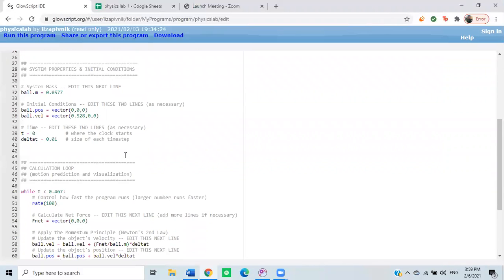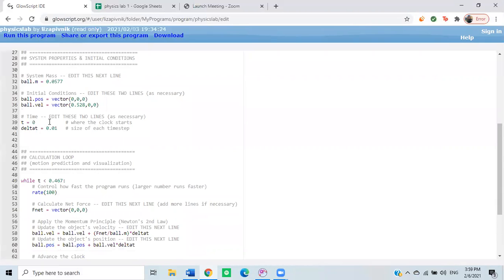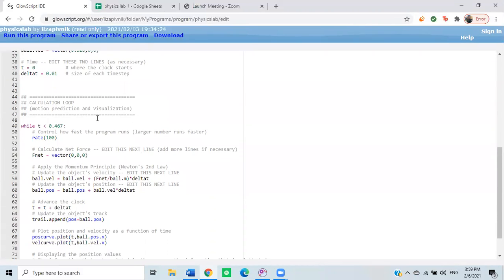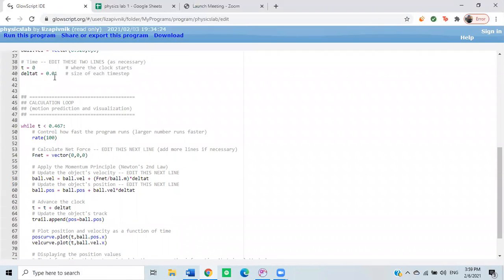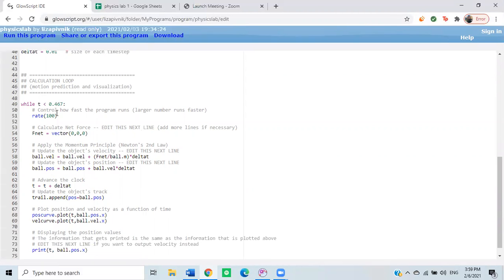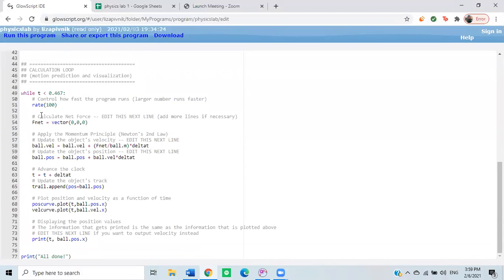Then I had to edit several more things, such as the initial time, which was 0, and the delta t, which is 0.01, because this is what's going to go into the loop down here, and we want to make this number small so that we get more accurate data and more accurate graphing of this data. I set the time to be less than 0.467 seconds because that's how long my video was. And then I made sure, this part was important, to make the F net equal to 0, 0, 0, since the net force on the ball was supposed to be 0.